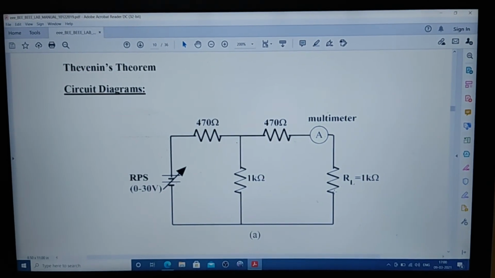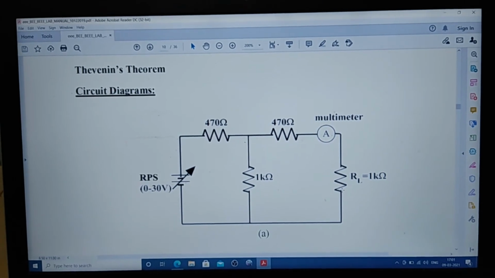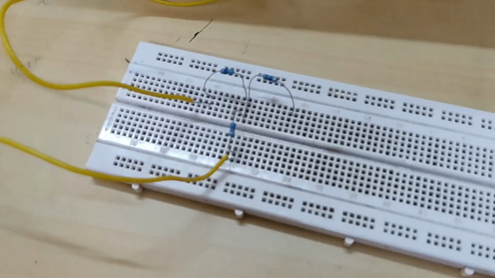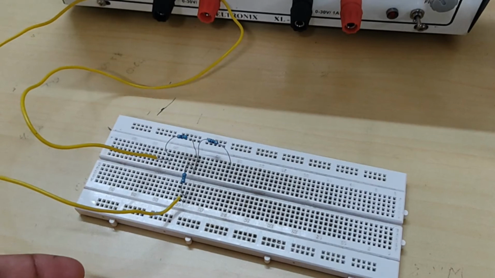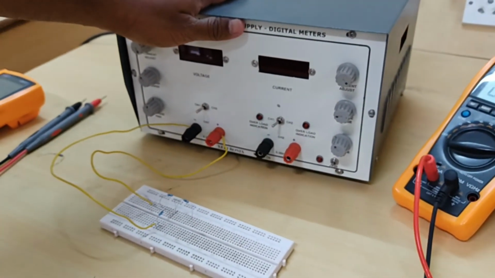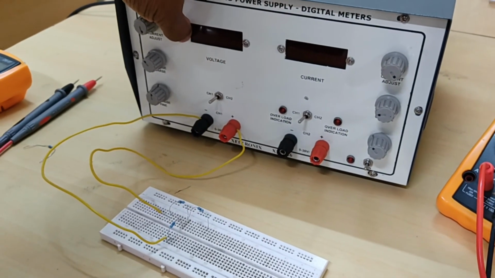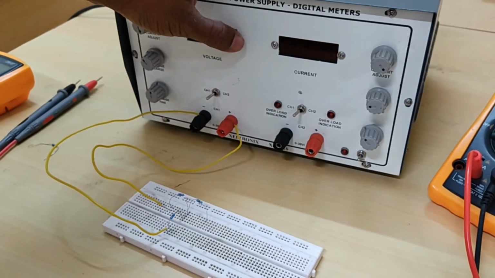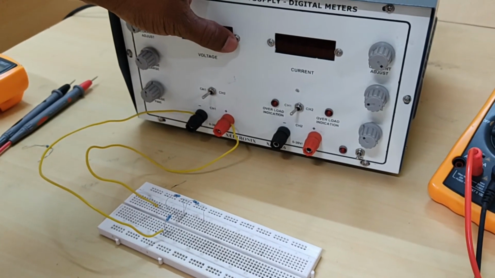So this is the circuit diagram to verify Thevenin's theorem. According to the circuit diagram, we can make the connections on the breadboard like this. So this is the RPS. We are applying the source voltage from here, 0 to 30 volts. Let us consider initially 10 volts. We can measure the load current, which is the short circuit current, and the voltage across RL, which is the open circuit voltage.